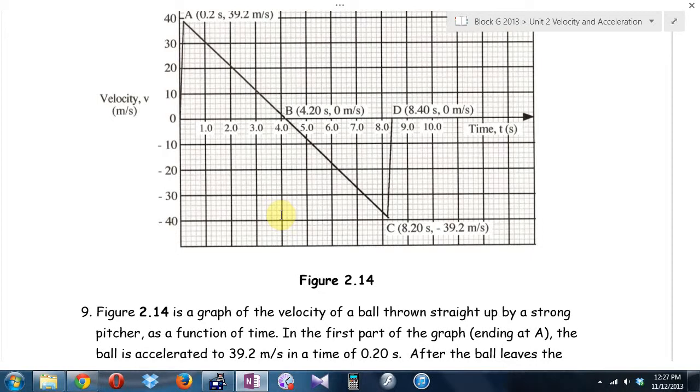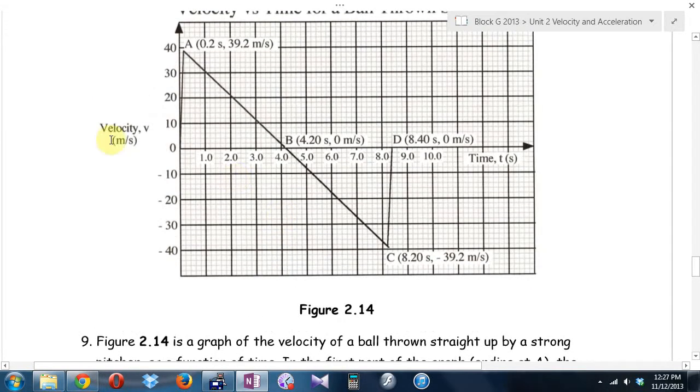Okay? Why is this first part of the graph right here uphill, and then this part of the graph here downhill? Instead of downhill and uphill, let's think slope. What is this graph? What's on the y-axis, Shaq? What's on the x-axis? You got to look kind of close, but it's there. Time. What is the slope of a velocity versus time graph? Acceleration.